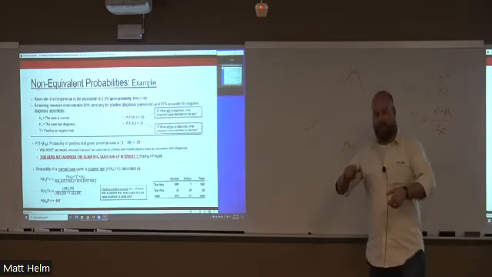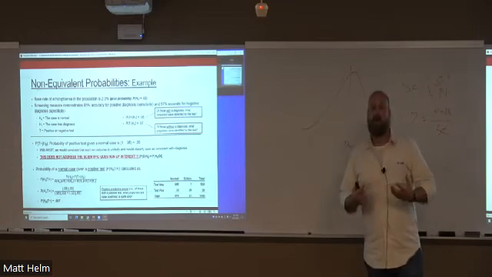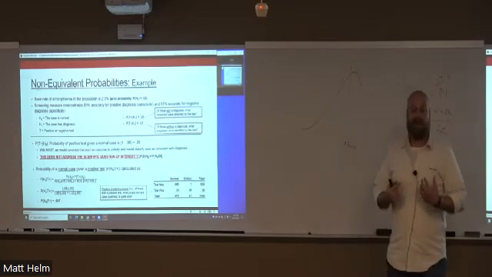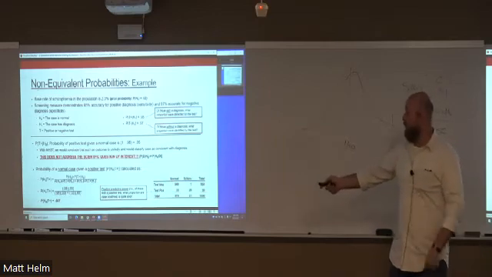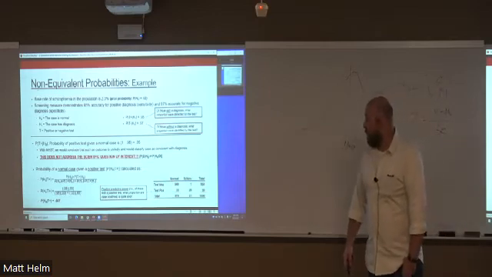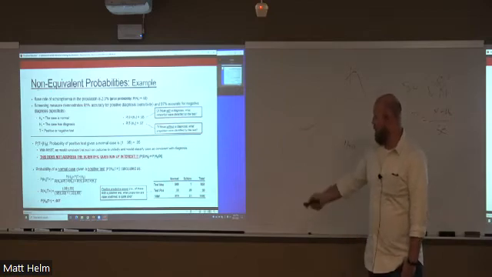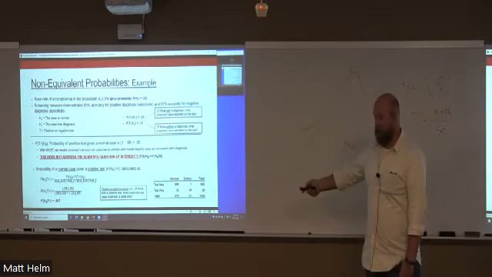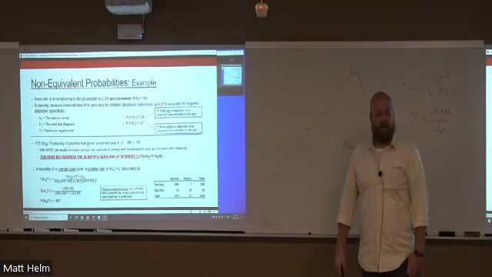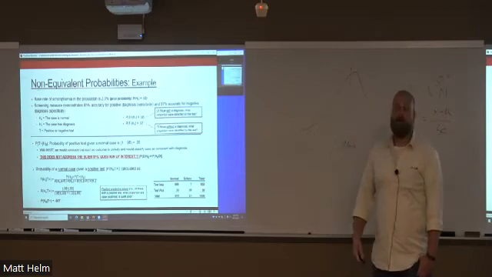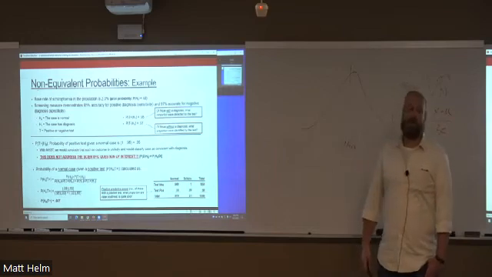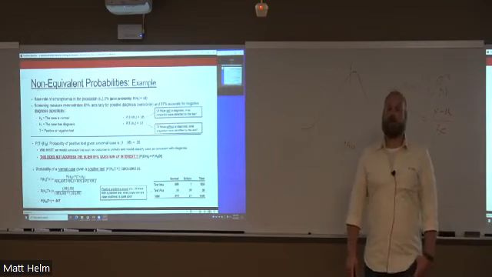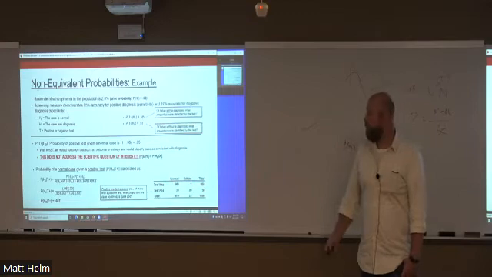Positive predictive power flips that around. It says, of the number of people identified by the test, how many actually have the thing we're looking for? And here, our positive predictive power is pretty poor. It's actually going to be 20 divided by 50. What this means is we've got a whole bunch of false positives, and depending on what we're testing for, a false positive might be incredibly consequential.